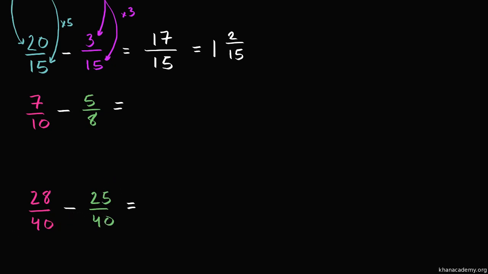And now this makes a lot of sense. It's going to be a certain number of 40ths. If I have 28/40 and I take away 25 of those 40ths, how many 40ths am I going to have left? Well, I'm going to have 3 40ths left. 28/40 minus 25/40, so I'm going to have 3 40ths. 28 minus 25 is 3. And we are done. 7/10 minus 5/8 is 3/40.